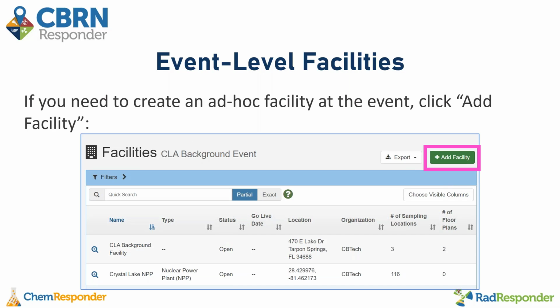If you need to create an ad hoc facility at the event, you can click Add Facility. So this will be, for example, if this is only going to be a facility pertinent to this event. If you do need to create a new facility that you can envision using in the future for other events, it may make the most sense to create it at your organization level. But regardless, you can create them at an ad hoc level. So I'm going to click Add Facility.